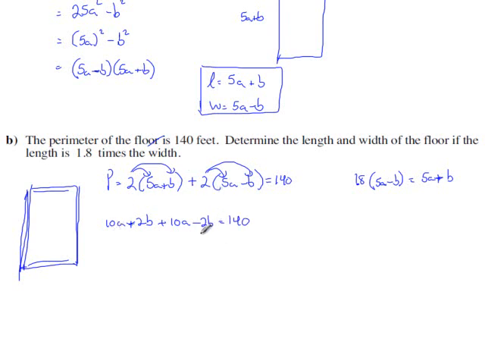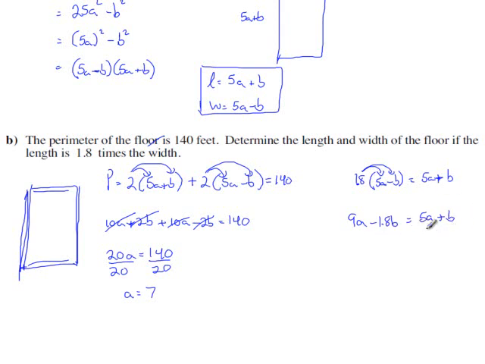Combining like terms, 10a plus 10a gets me 20a. And the positive 2b minus 2b cancels out, that's gone. So 20a equals 140. You can solve for a by dividing both sides by 20, and you'd get a equals 7. Okay, now I know what a is. I can simplify this equation, plug a in, and solve for b. So 1.8 times 5a is 9a. 1.8 times negative b is negative 1.8b, equals 5a plus b.